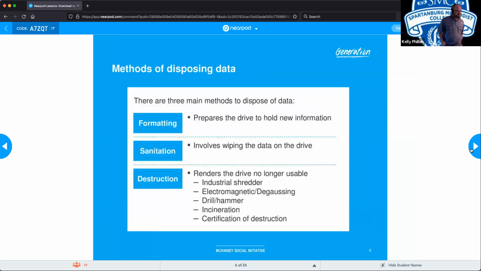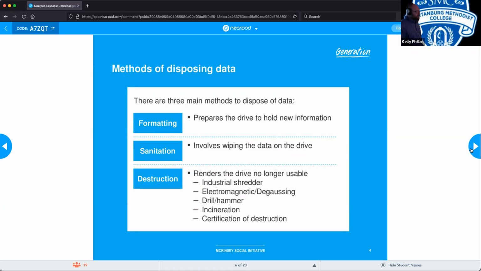The main methods of disposing of data that we would typically use fall into three main categories. You have formatting, which, like we said, prepares the drive to hold new information. We have sanitation, which involves wiping the data on the drive itself. And then we have destruction, which renders the drive no longer usable. And there are a few methods that fall under that category.